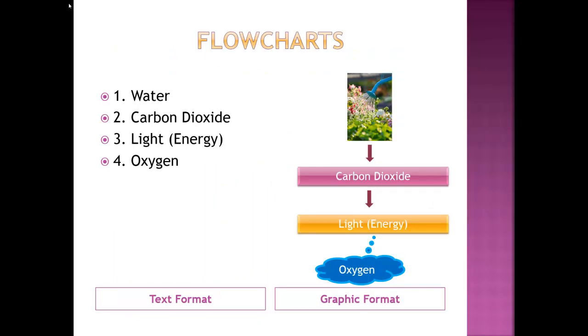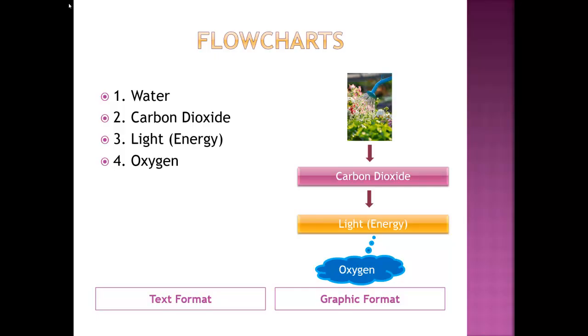Now, let's discuss flowcharts. Flowcharts basically give you information in a detailed view. If you look at this information on the screen, on the left side, you have a scenario, a synopsis of photosynthesis, which is just a breakdown of water, carbon dioxide, light, which is energy, and how it produces oxygen. Whereas over here on the right side, you have a graphic display using images and text boxes and auto shapes.